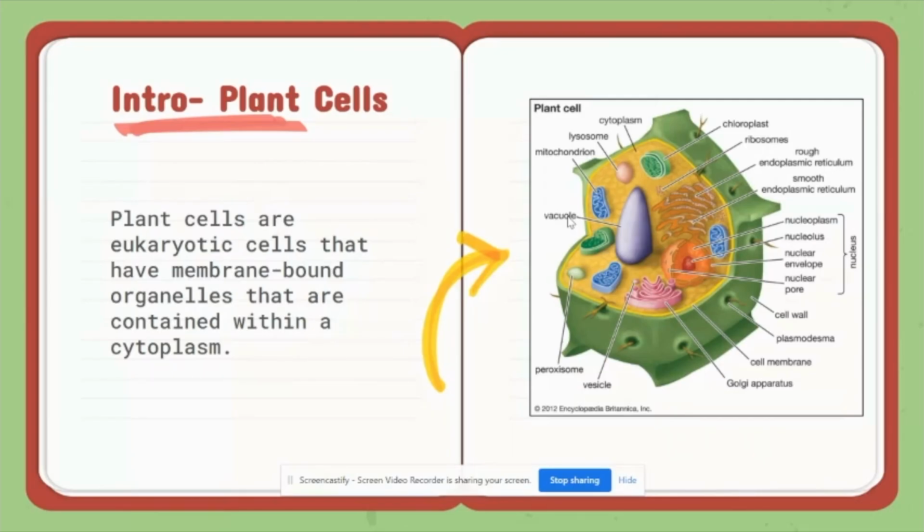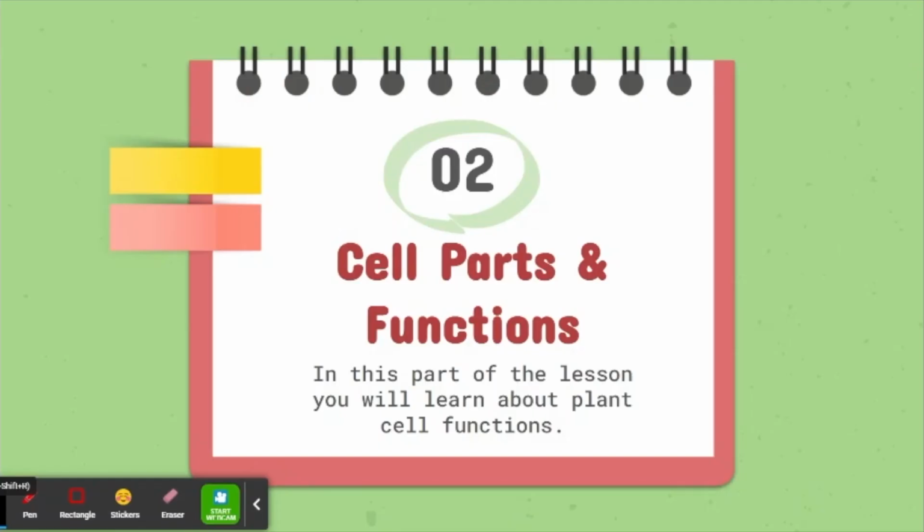So basically, plant cells are eukaryotic cells that have membrane-bound organelles that are contained within the cytoplasm. This is similar to an animal cell, but plant cells have different organelles than animal cells. So these are the examples of organelles in a plant cell. Some are the same as the animal cell and some are different. In the lesson, you will learn about plant cells and functions.